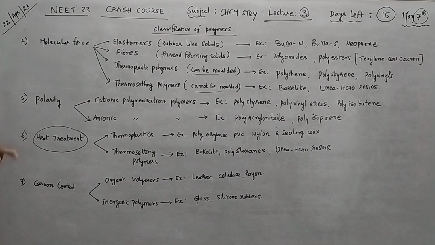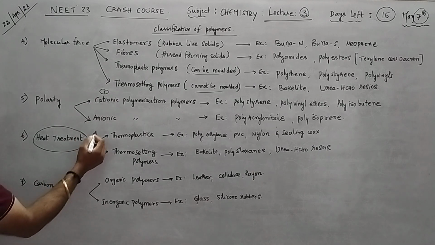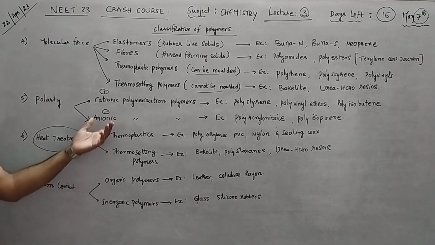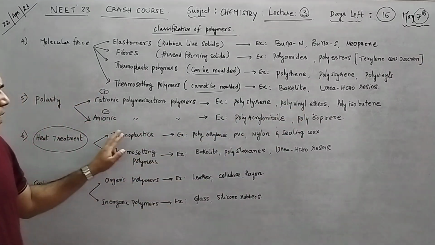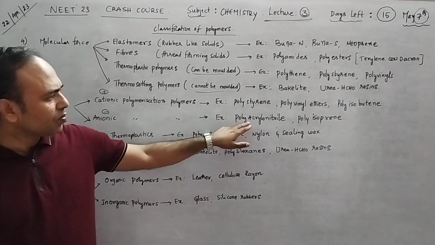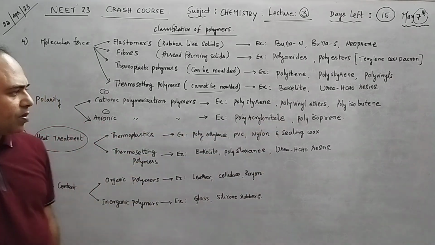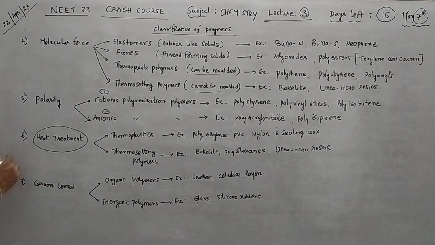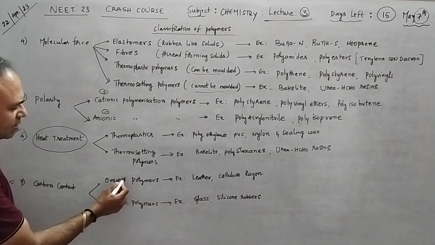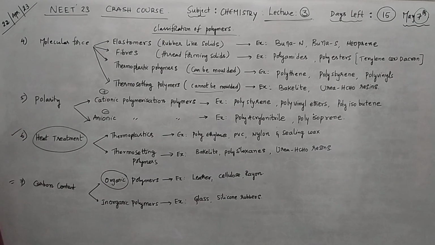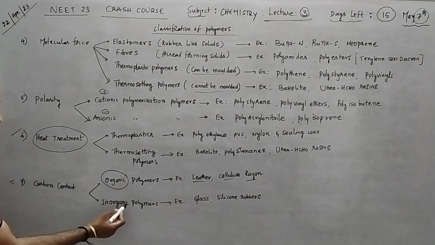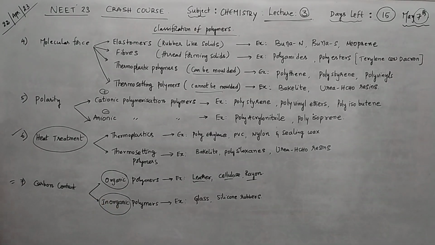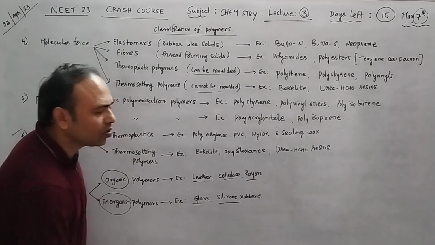Next, depending upon the polarity: cationic, that is positive, and anionic, that is negative. So these polymers here: polystyrene, polyvinyl ethers, polyisobutene, and if you take anionic, PAN, polyacrylonitrile, polyisoprene. Next, this we have already discussed. Next, related to the carbon content, if the polymer contains carbon, it is an organic polymer. Examples: leather, cellulose and rayon. If the polymer does not have carbon, it will be inorganic. Examples: glass and silicone rubbers.